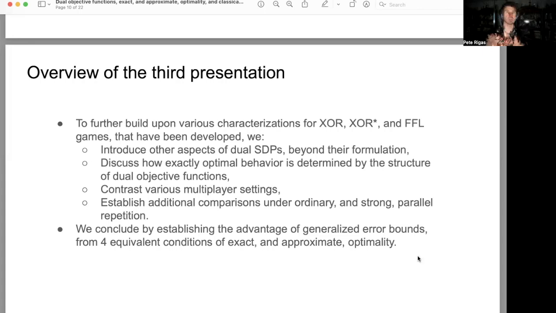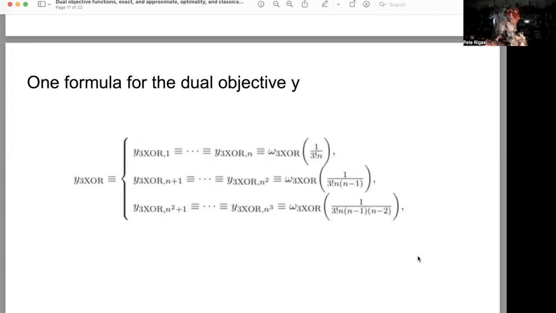So again, one explicit formula for the dual objective Y is given by the fact that for the 3XOR game, like I defined and alluded to previously, you can look at either the dual semi-definite program or the ordinary semi-definite program before passing to duality to obtain another equivalent constrained optimization problem, which is defined in terms of little n raised to the number of players, like I mentioned.